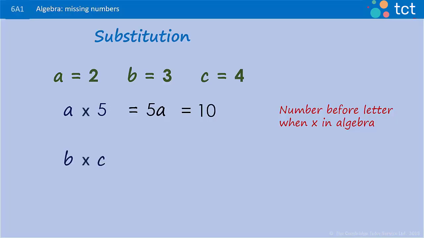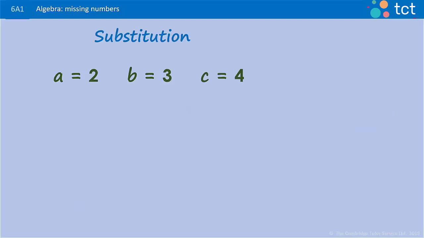B times by c. Again, we don't need that multiplication symbol, we just need BC together, and that means B times by C. B is worth 3, C is worth 4, so BC is 12. ABC, we're just multiplying each of those numbers together. 2 times 3 times 4. 2 times 3 is 6, times that by 4. ABC is 24.